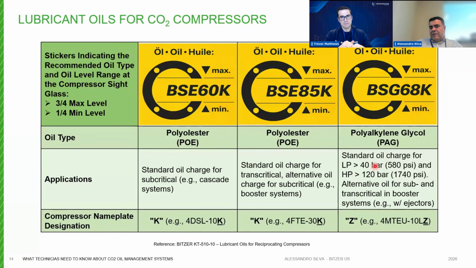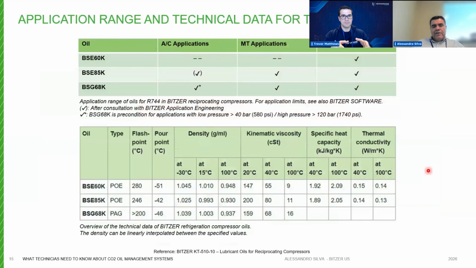For example, heat pumps. They use this oil, but we also have this oil for subcritical and transcritical in booster system. Here in the US, we have some manufacturers with their systems operating with this oil using injectors. And just so everyone understands, especially the technicians out there, the 60K and the 85K are different weights, so different thicknesses. Is that correct? That's correct. In the next slide, I put it here together.